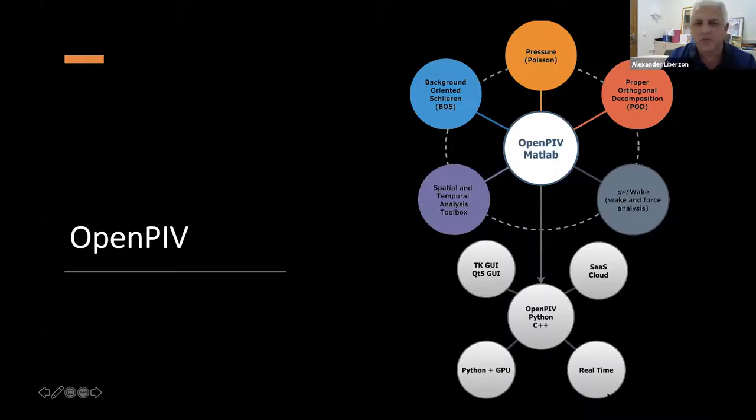So we have background oriented Schlieren, and we have among the first, definitely the first, pressure from PIV in '99, and proper orthogonal decomposition. We also were lucky to learn this method quite a long time ago and present it in use with PIV. And now GetWake, again, you see, this is a state-of-the-art measurement, or maybe frontier measurements in terms of free-flying birds.